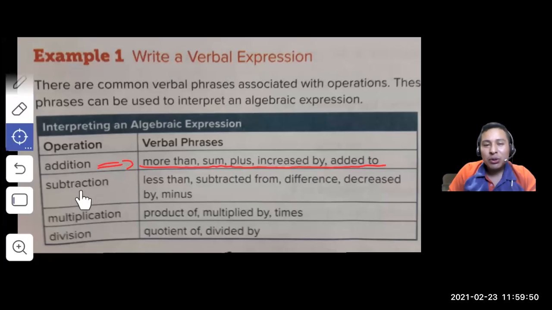Okay, subtraction. How can we translate subtraction, guys, into an English word? Because these are the mathematics words, and we are translating that into English words. How can you say subtraction in mathematics? Help me.